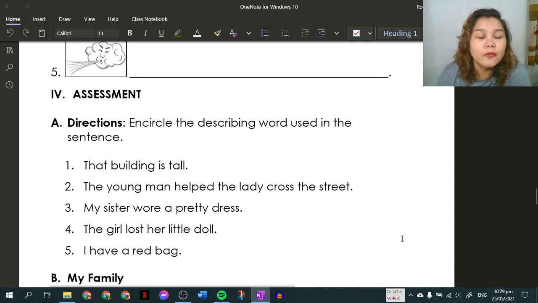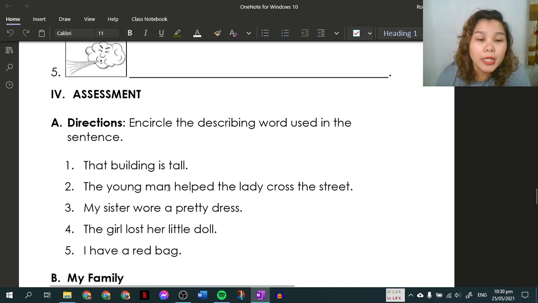Okay, for the last part, assessment, composed of 2 parts. So part A, directions: circle the describing word used in the sentence. So number 1, that building is tall, which is a describing word. That building is tall. So if you can remember, a describing word tells size, shape, color, distance, taste, smell, sound, and it's also about texture.